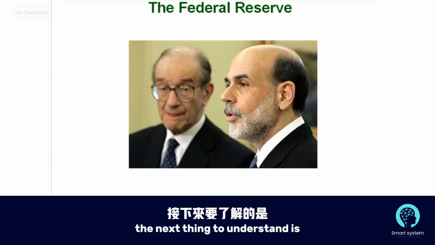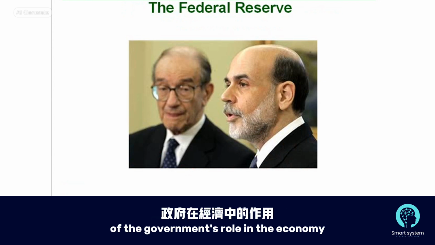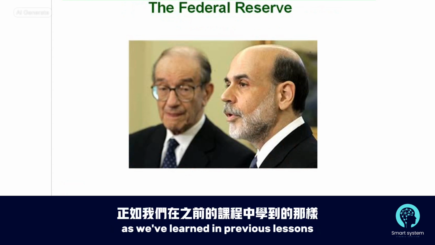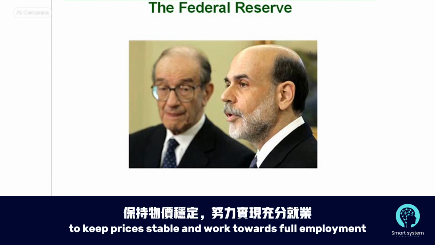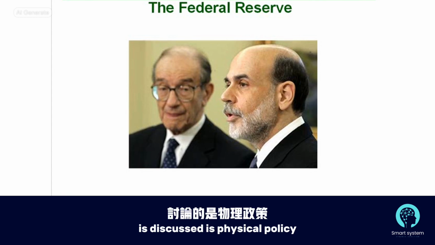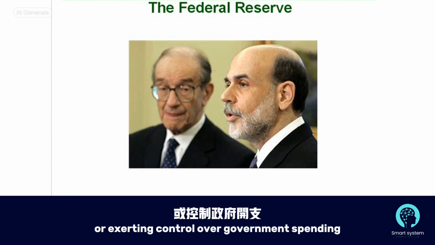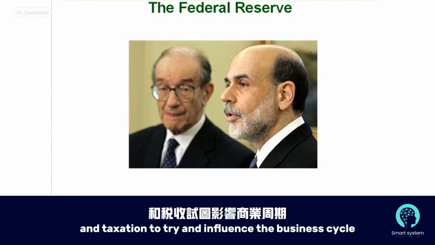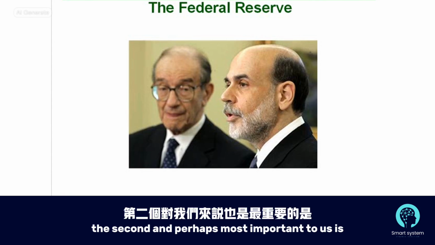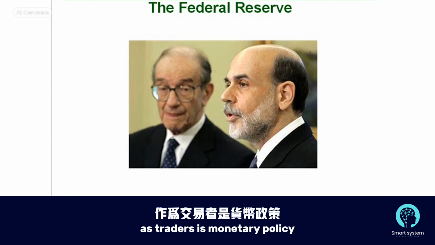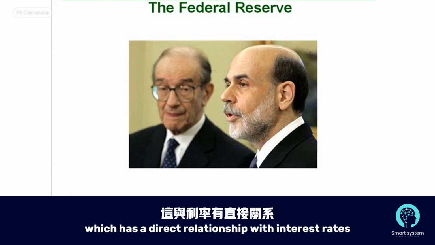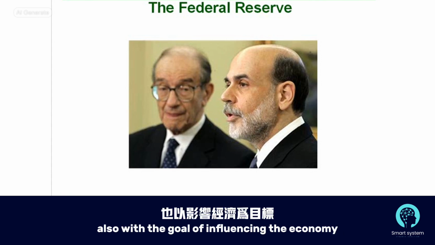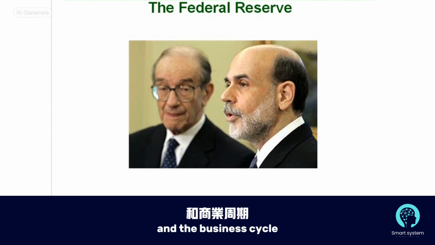The next thing to understand is how this relates to our discussion of the government's role in the economy. As we've learned in previous lessons, the government has two options when trying to influence the business cycle, to keep prices stable and work towards full employment. The first, which we've already discussed, is fiscal policy, or exerting control over government spending and taxation to try and influence the business cycle. The second, and perhaps most important to us as traders, is monetary policy, which is exerting control over the money supply, which has a direct relationship with interest rates, also with the goal of influencing the economy and the business cycle.